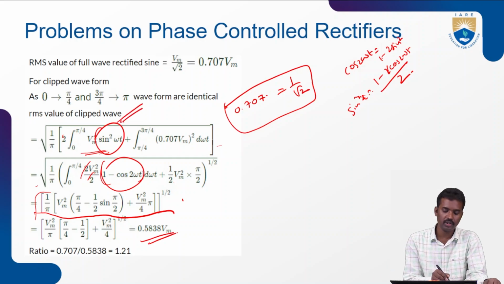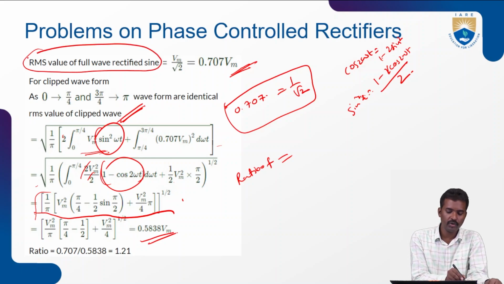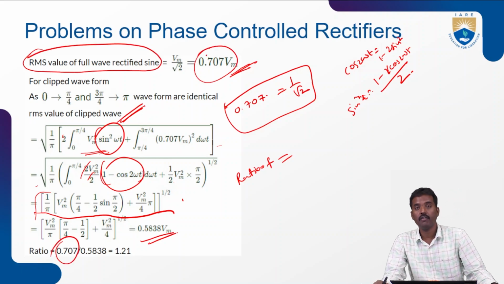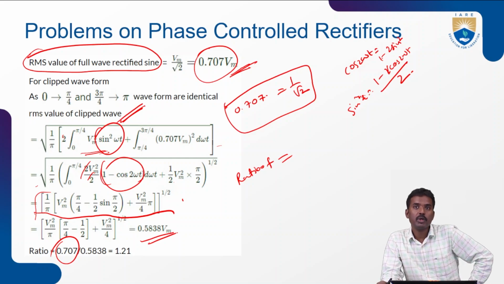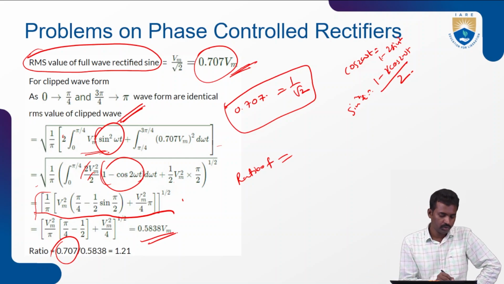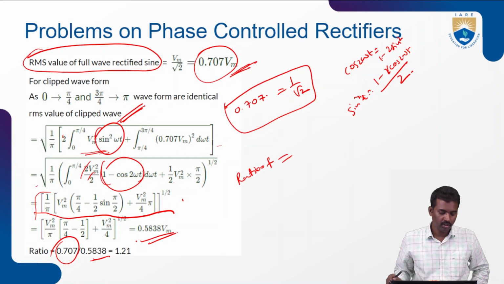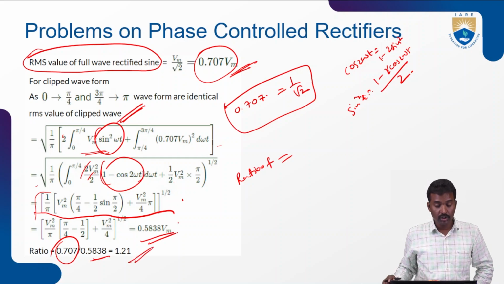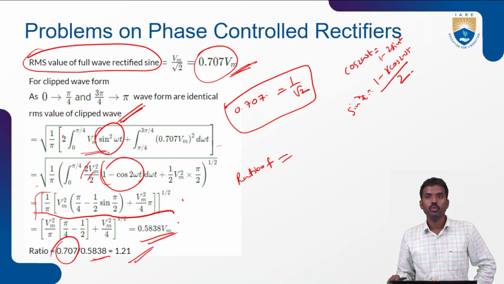So now here we need the RMS value of the clipped waveform. This is the clipped waveform. Now we need to calculate the ratio of the RMS value of the full wave rectified voltage, that is 0.707 Vm, to the RMS value of the clipped waveform, that is 0.5838 Vm. So now the ratio is 1.21.